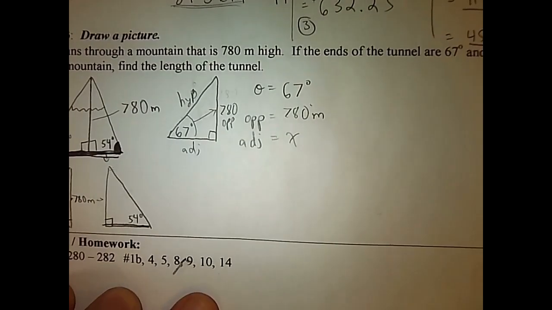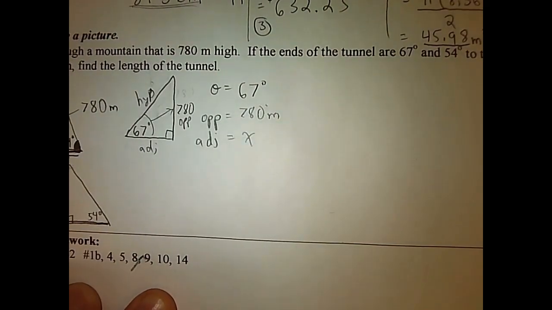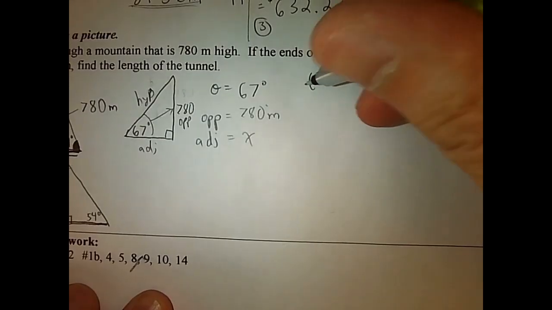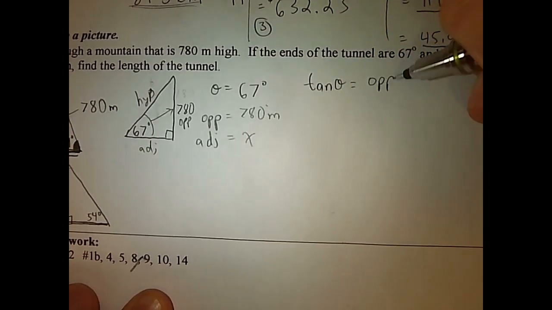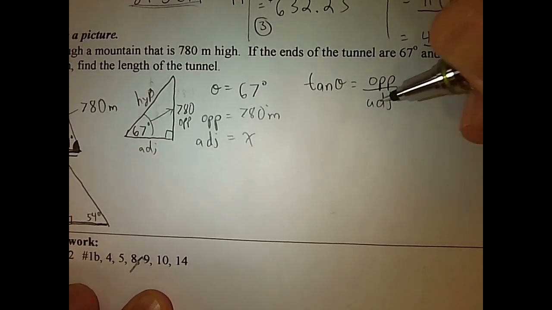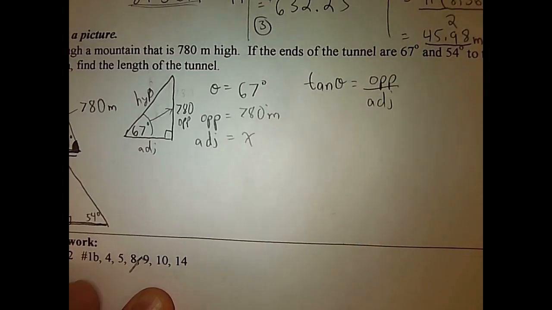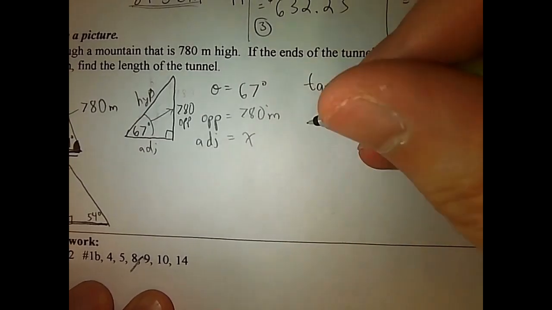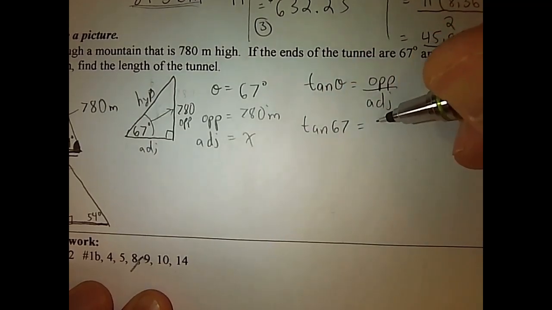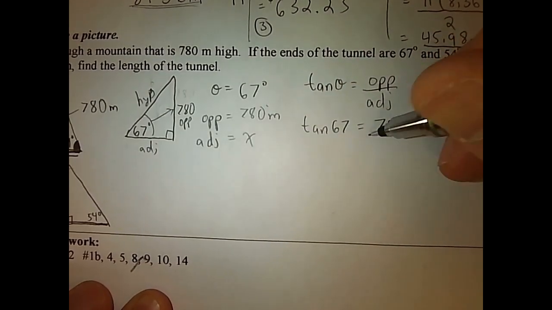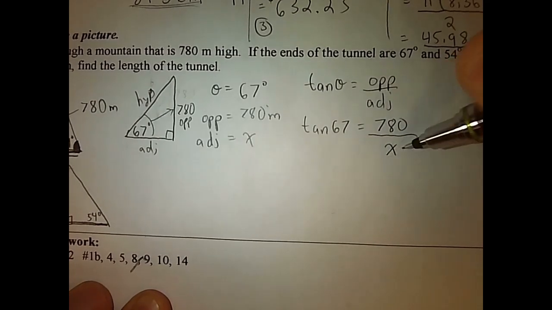So which trig ratio am I going to use? Well, I have the opposite and adjacent, so I'm going to have to use tan. So tan theta is equal to opposite over adjacent, and we're going to fill in what we know. I know theta, 67. The opposite we know is 780, and we don't know what the adjacent is.